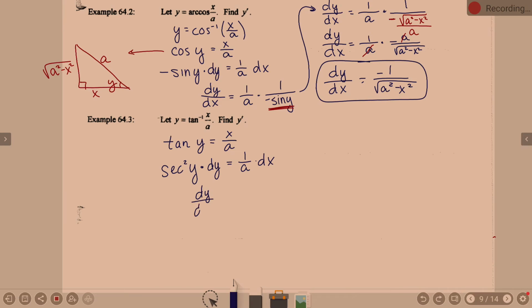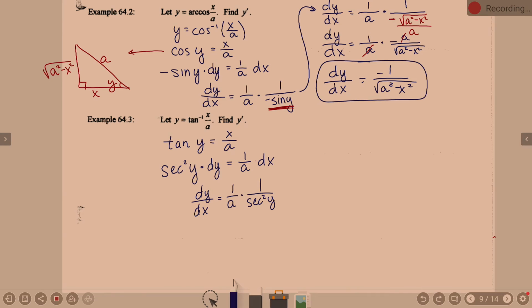Keeping my dy where it is, dividing over the dx. If you don't see this, then put in that you're dividing both sides by dx. And I'm also going to keep the 1 over a, and I'm dividing by secant squared y. Now, you can leave it as 1 over secant squared y if you prefer. But what is 1 over secant equivalent to? What'd you say? Cosine. Cosine and secant are reciprocals, yes?